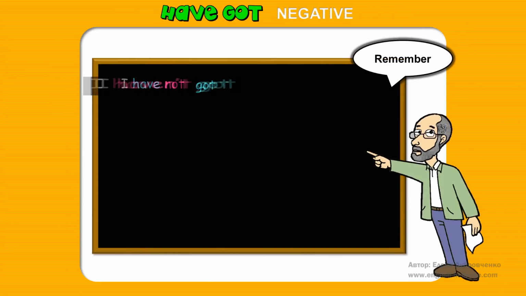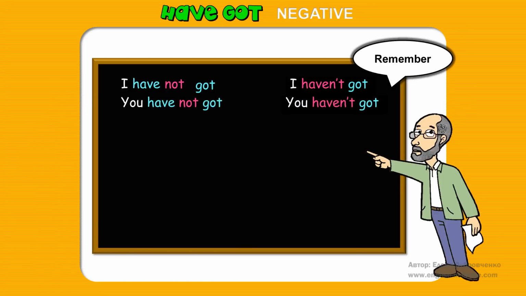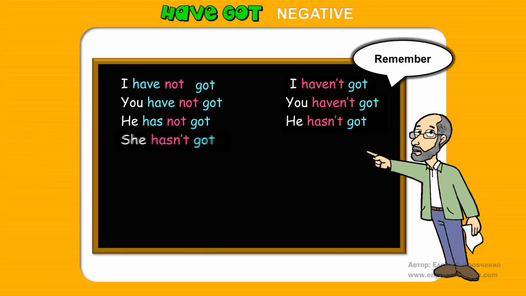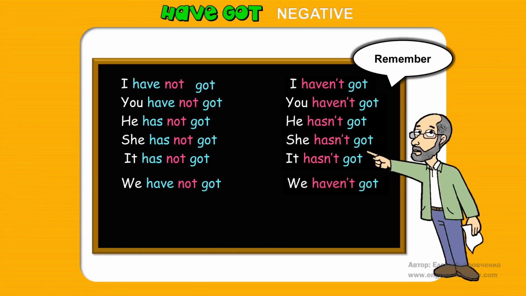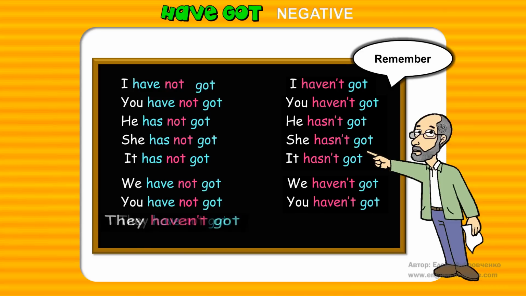Давайте повторим отрицательную форму еще раз. I have not got. I haven't got. You have not got. You haven't got. He has not got. He hasn't got. She has not got. She hasn't got. It has not got. It hasn't got. We have not got. We haven't got. You have not got. You haven't got. They have not got. They haven't got.